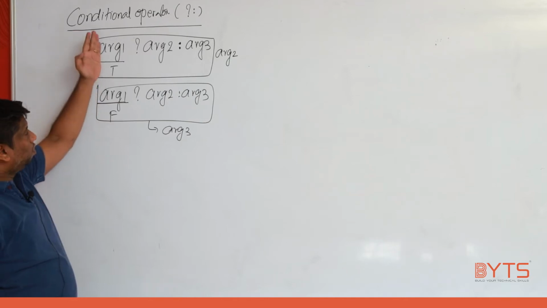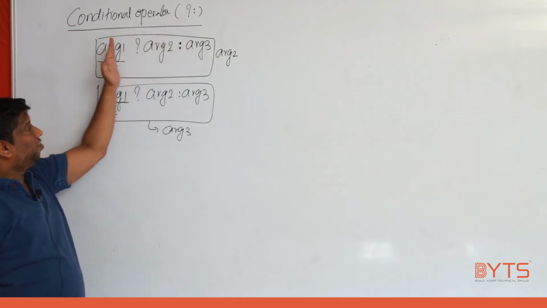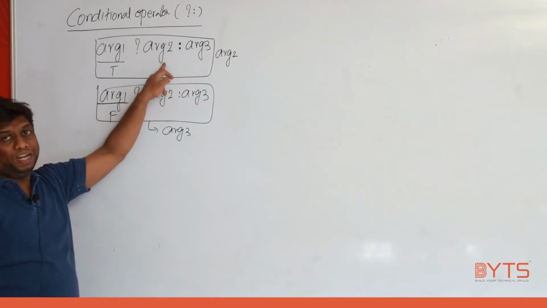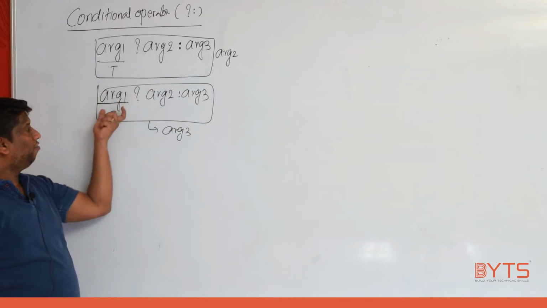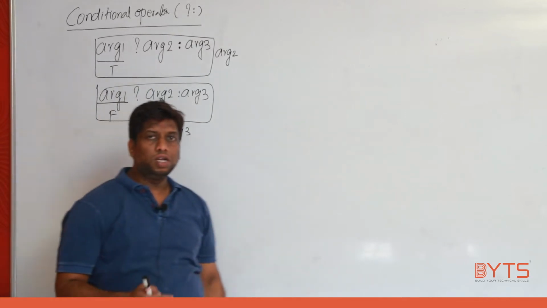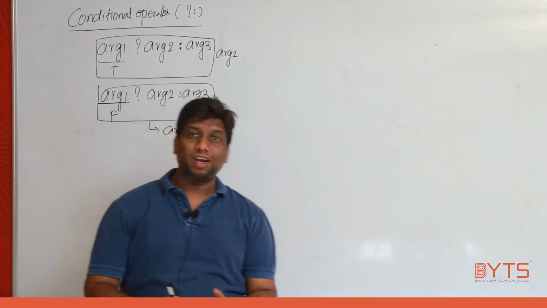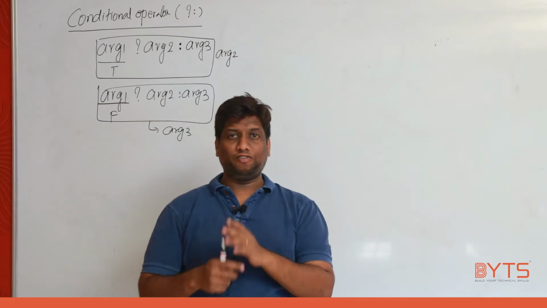Conditional operator requires three arguments. This is left argument, this is right argument. If this is left, this is right, then this is called what? Middle. If left argument is true, the result is middle argument. If left argument is false, the result is right argument. So what is the conclusion? Conditional operator will return either middle argument or right argument, that depends on the left argument.